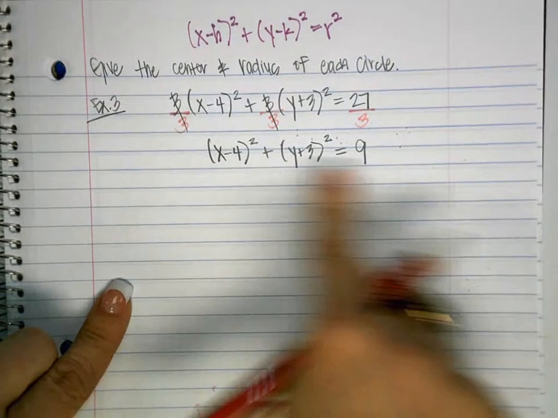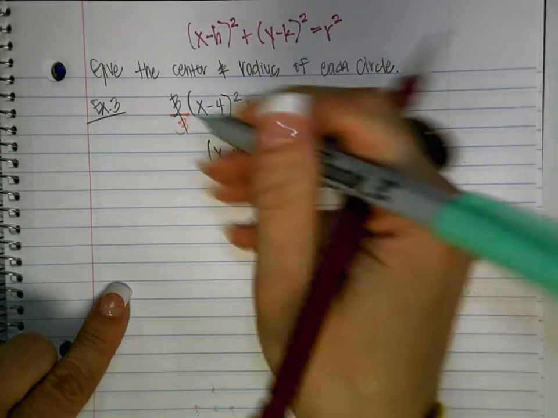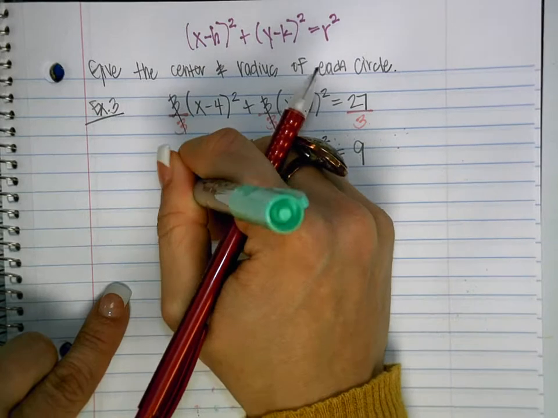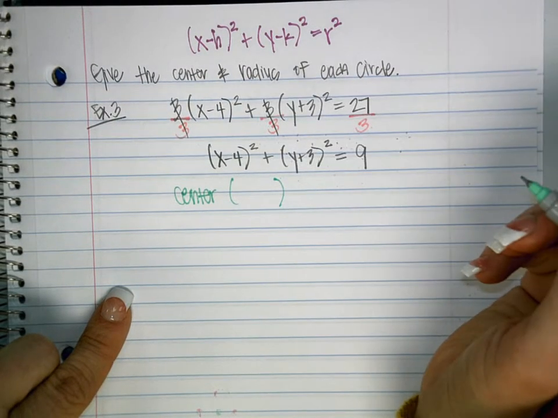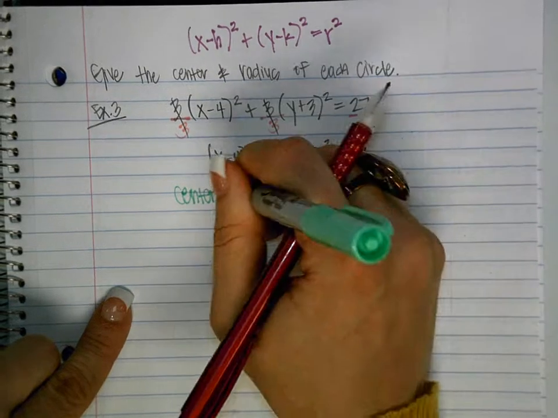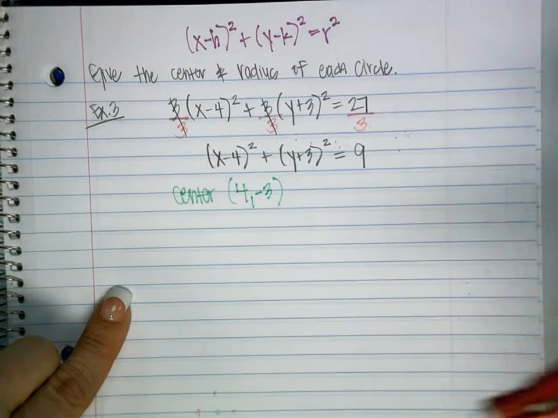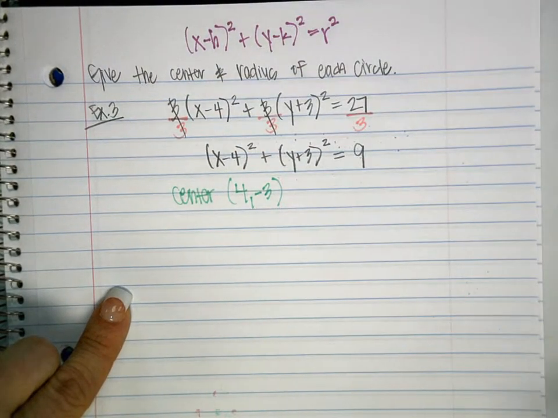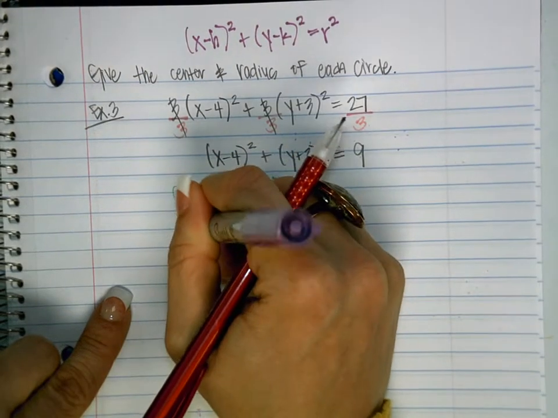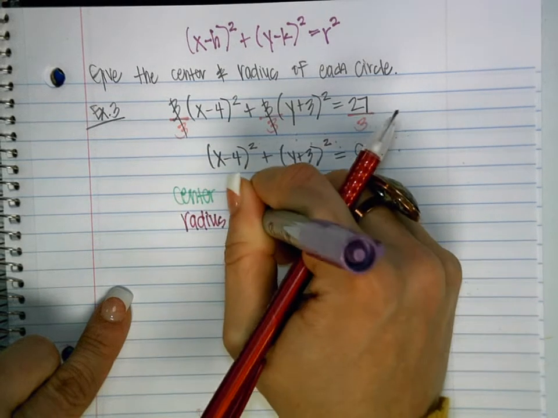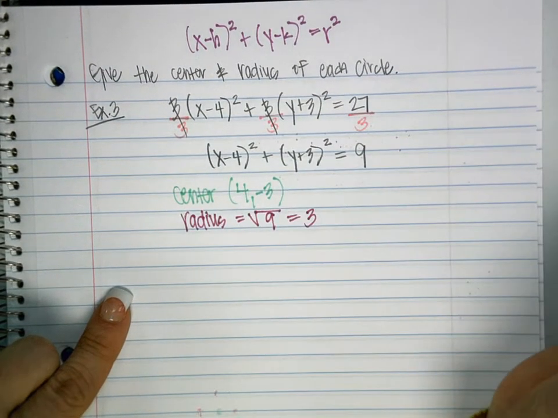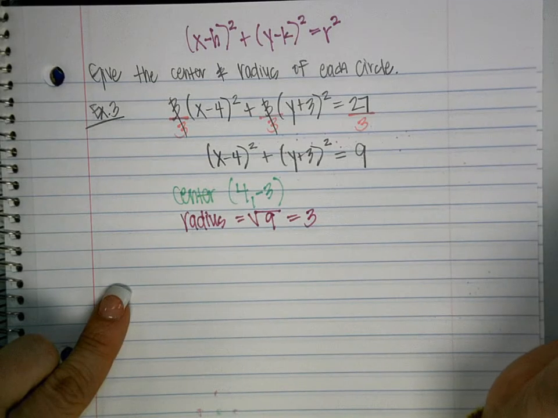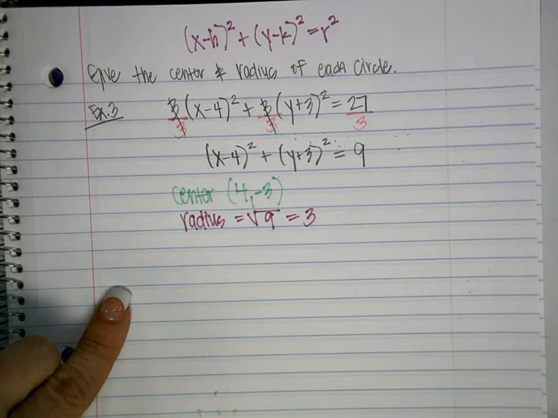From there, we should be able to just read out the center and the radius. The center is at what point? Change the signs: positive 4, negative 3. The radius is the square root of 9, which does simplify to be 3. That's our answer. Anyone have a question on how I did that?